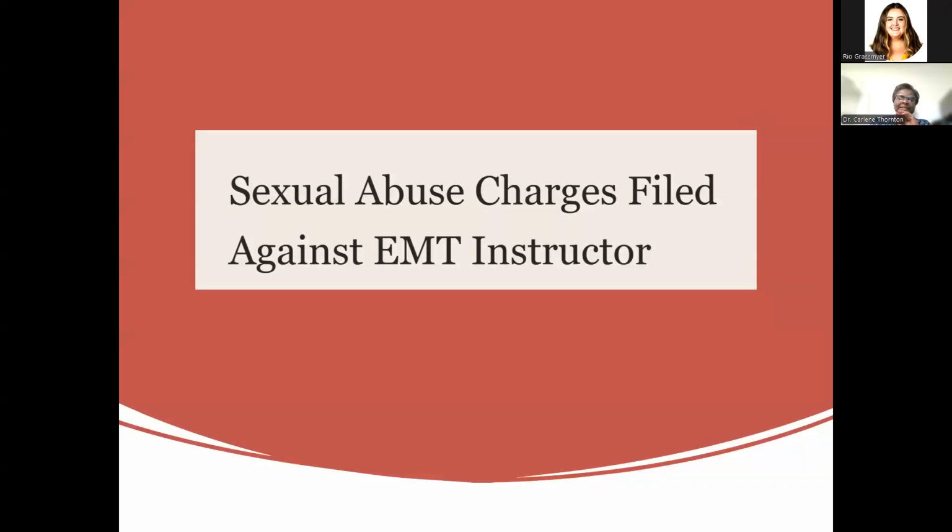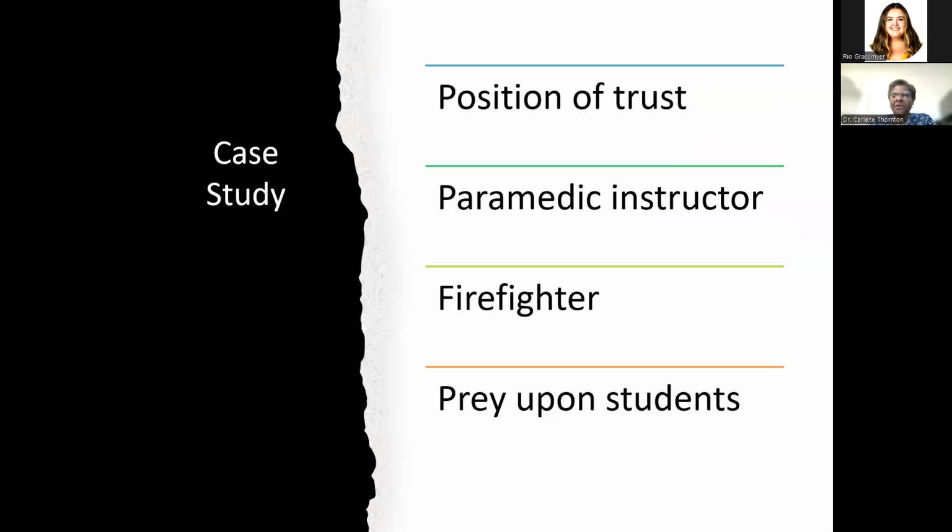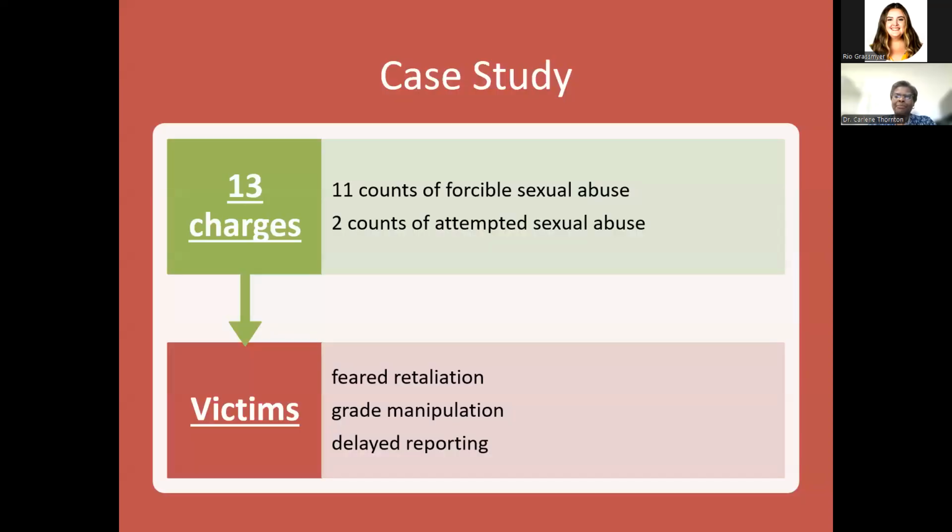In this particular case, sexual abuse charges were filed against an EMT instructor. There were 13 counts, because this person was in a position of trust. They were a paramedic instructor, they were a firefighter, and they preyed on their students. They were charged with 13 counts because they misused their position of trust and they preyed on those that they should have been protecting. Forcible sexual abuse, 11 counts, 2 counts of attempted sexual abuse.